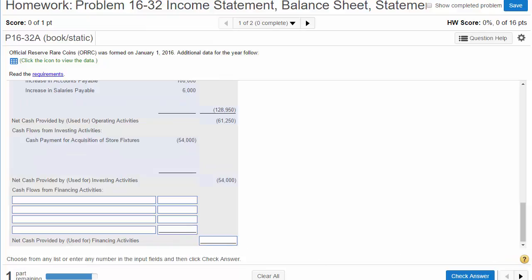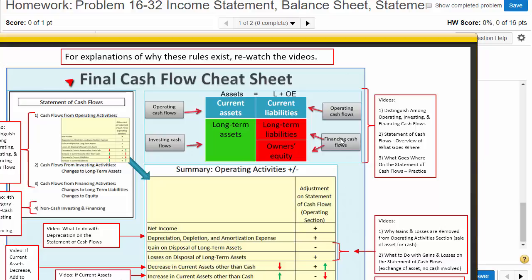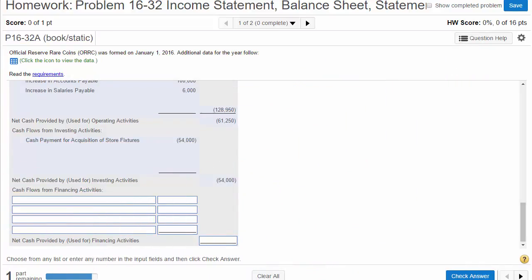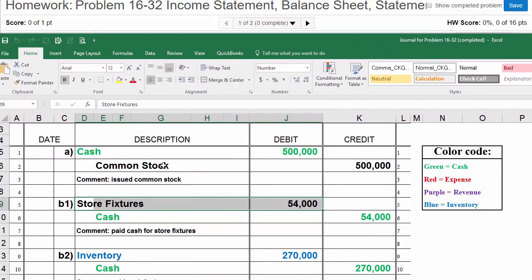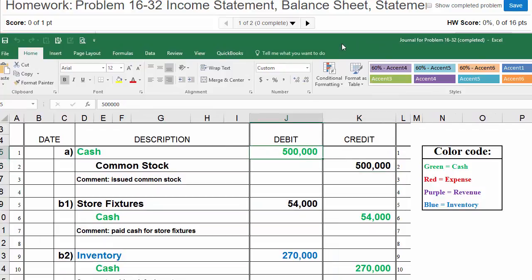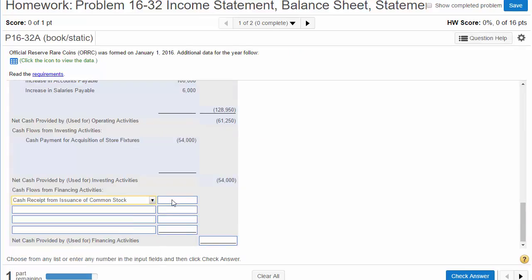Now we're going to analyze the financing section. So remember, the financing section over here includes changes to long-term liabilities and changes to owner's equity. So we didn't have any long-term liabilities, so we can skip that. But we did have changes to owner's equity. So the changes to owner's equity are things like issuing stock and paying cash dividends. So let's look to see when we issued our stock. When we issued our stock, we did get cash. So we received cash for issuing stock. Cash receipt from issuance of common stock. And since we received cash, this is a positive number.